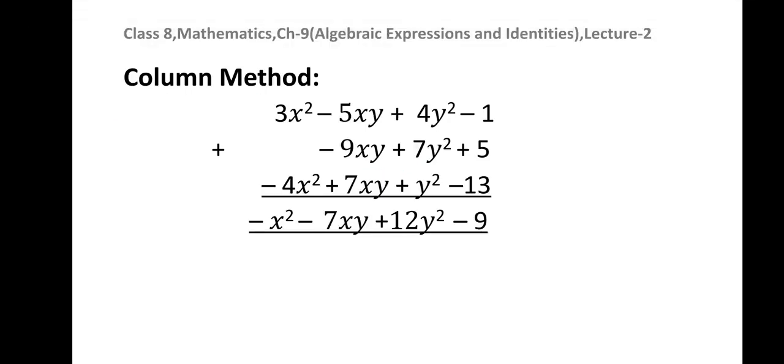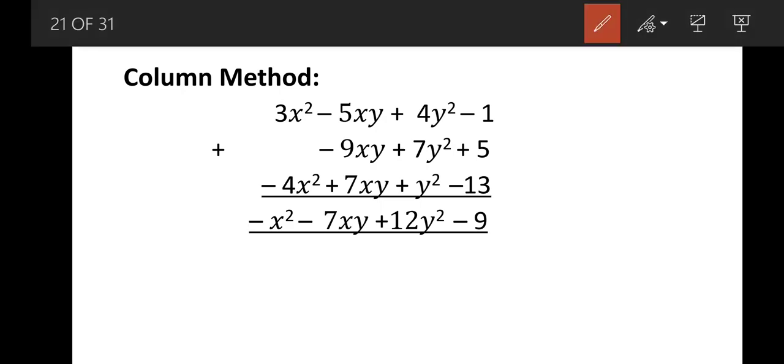Coming to the column method. When you are supposed to use the column method, you can write the expressions in the same manner I have written like this. This was your first expression, second and third. But one thing you need to make sure is that like terms should be written below the like terms. Like in the first expression I have written 3x square, and in the second expression no like term was there, so I have left a blank. In the third expression, the like term is minus 4x square, so I have written it below 3x square.